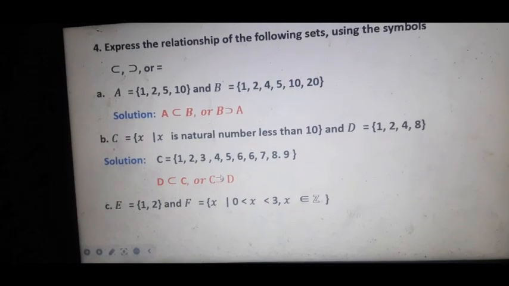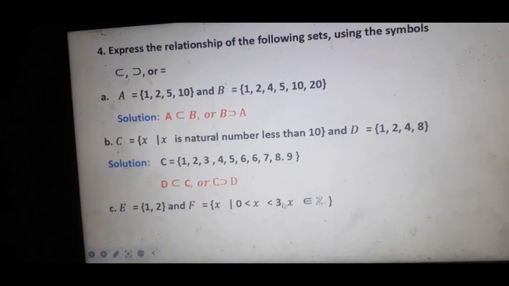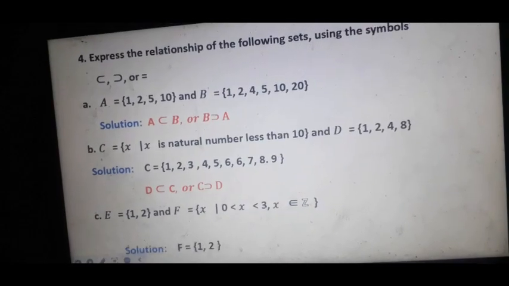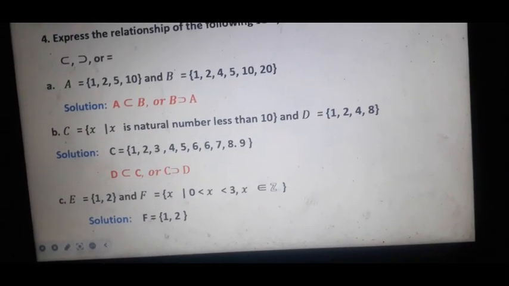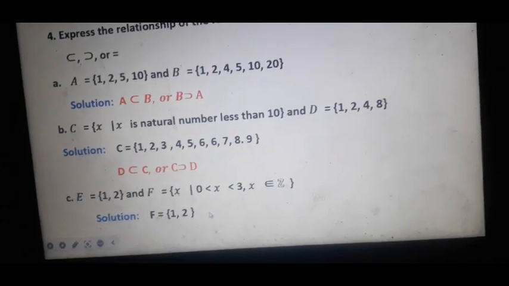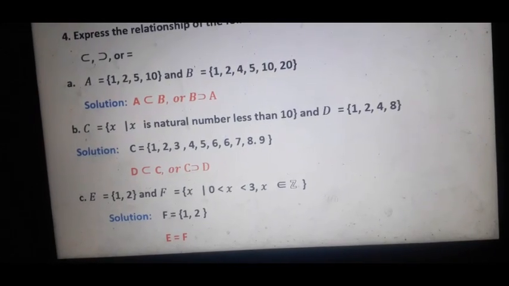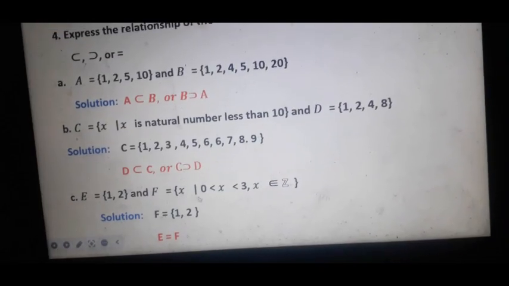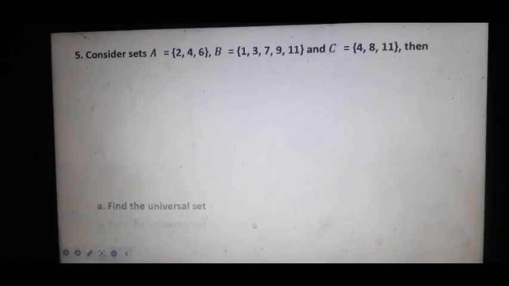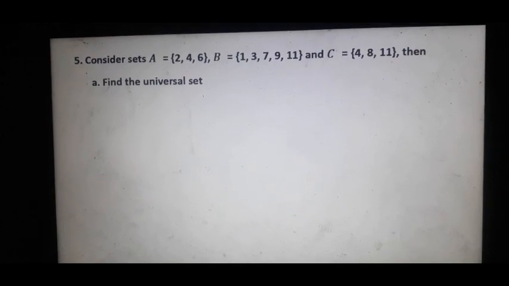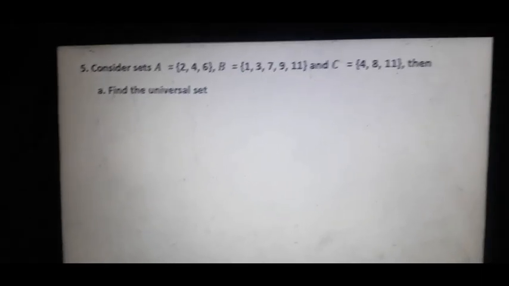The other is: one set containing 1, 2, and F is {X such that 0 < X < 3, where X is an element of Z}. The integers between 0 and 3 are 1 and 2. So {1, 2} and {1, 2} are equal. Therefore E equals F. As well, E is a subset of F, but E is not a proper subset of F.